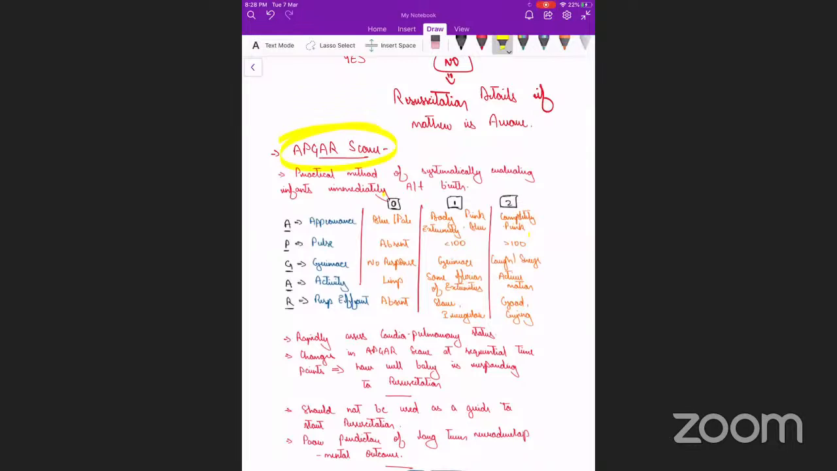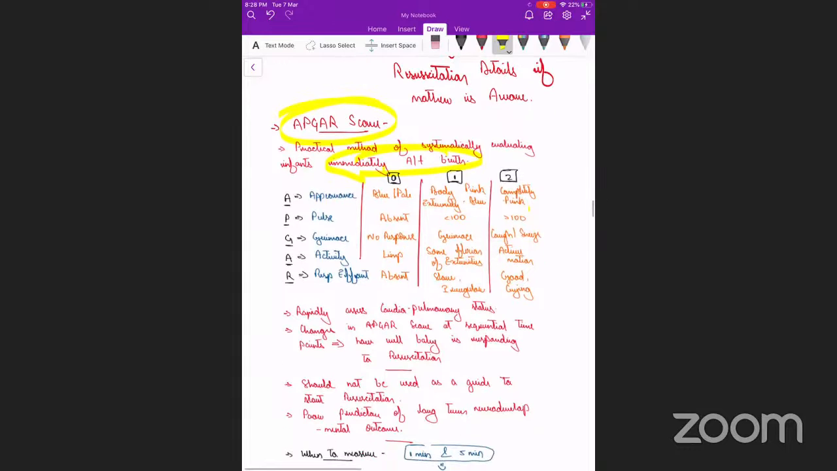Apgar score. So again, this is a very important viva question. What is the Apgar score? This is the most practical method of systematically evaluating the baby after birth. It is done at 1 minute, 5 minutes, and if the score is less than 7, we go ahead and do it at 10, 15, and 20 minutes until the baby reaches an Apgar score of 7.